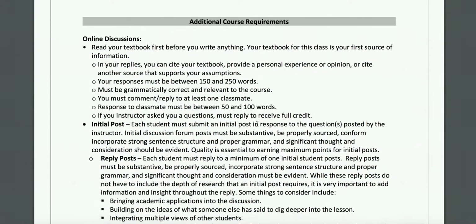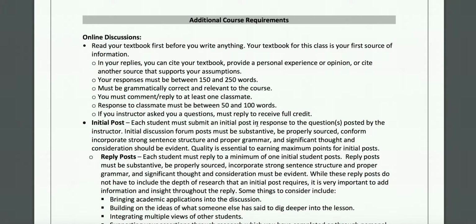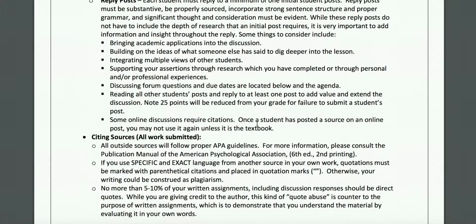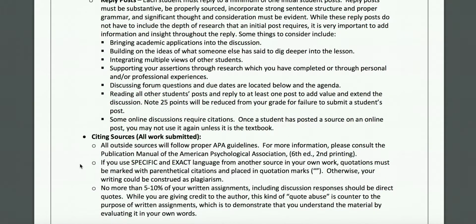So, in this section, additional core requirements, it talks about what is expected on online discussions, about how they should be substantial on reply posts. That's covered also in the instructions on Blackboard, that you don't just say, oh, I agree. No, we need something a little bit more substantial to that, something that adds to the discussion. And if you are quoting somebody's work, I expect you to have it in quotations. I expect you to provide an internal citation. I expect you to put a reference at the bottom of your work.